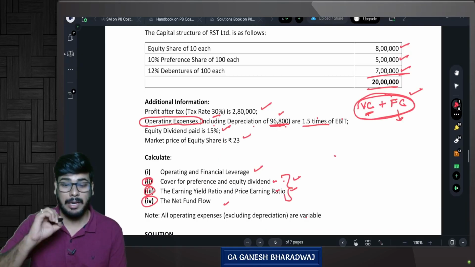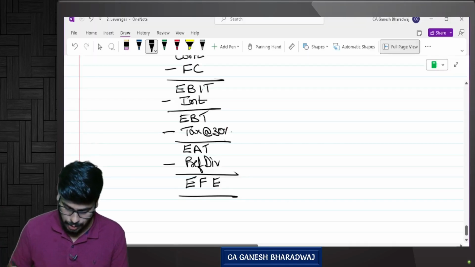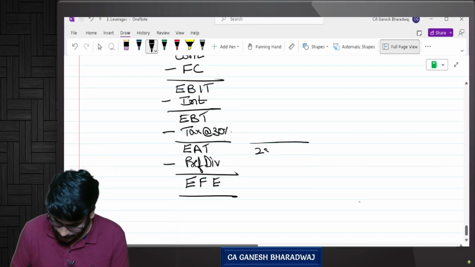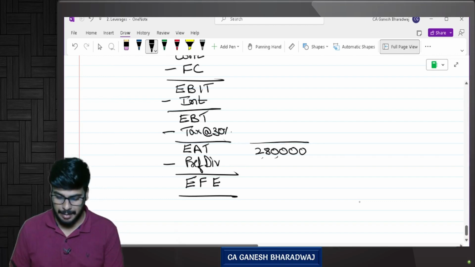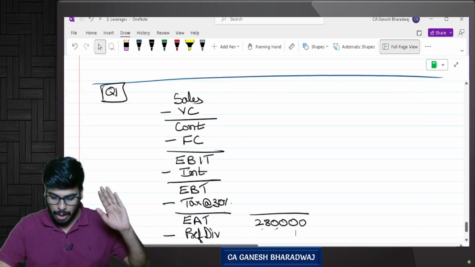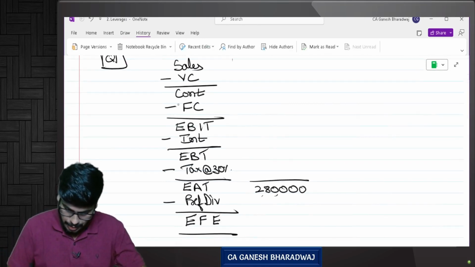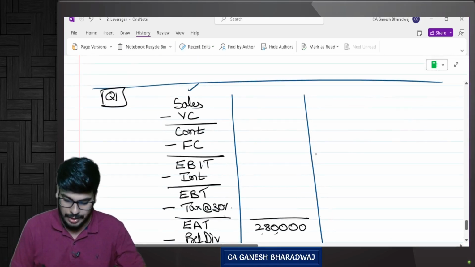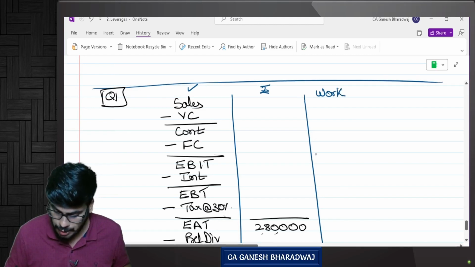Now, let us plug in the data given in that question. Profit after tax is how much? 2,80,000. So this figure they have given. See, when you are doing this in exam, immediately you open three columns. The first column is for all these line items. The second column is for the amount. And the third column, you just put it as workings.